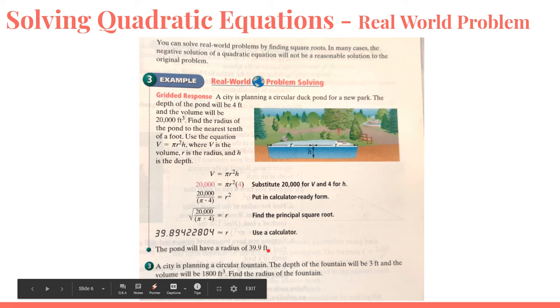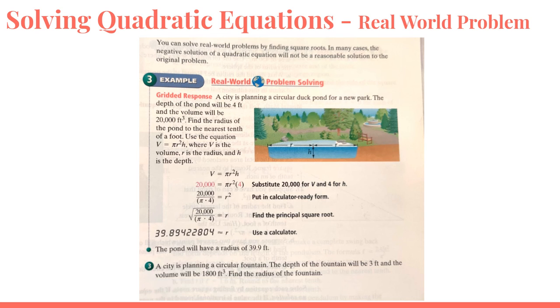That's a big pond. Okay, so in your problem, you are not going to be trying to find the radius of a pond. Instead, it's going to be a circular fountain. Right? It's basically the same problem. They're going to give you the depth, 3 feet. They're going to give you the volume, 1,800 feet cubed, and they're going to ask you to find the radius. Okay, same scenario. Go ahead and ignore that negative value. It is unimportant in a real-world situation.